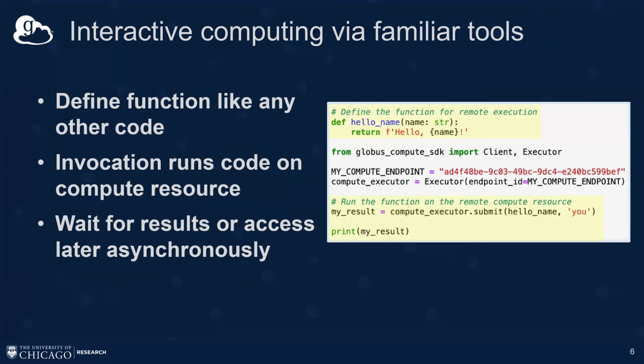So the gist of it, we define a Python function just like any other code. The top level script runs locally, and then it runs the code on the compute resource, and it's a Python future. You wait for the result. You can block or not block. You can access results later asynchronously.